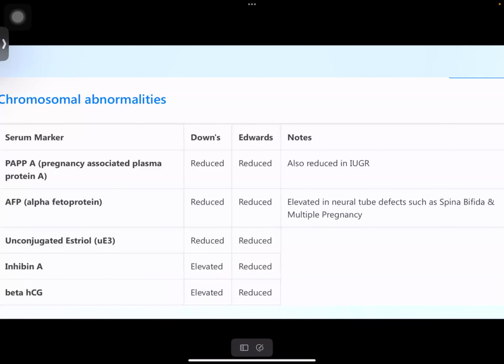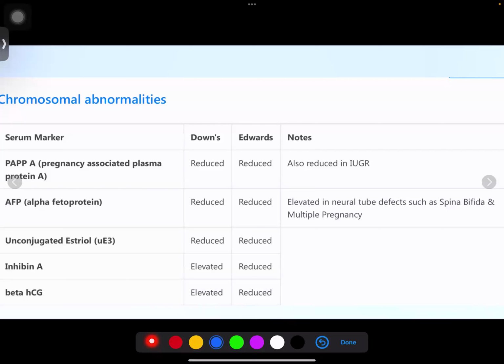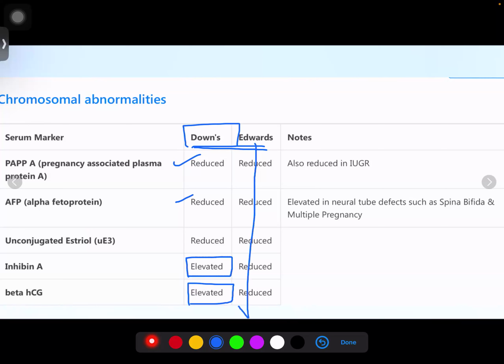Okay, so this was the table we discussed previously. Down and Edward. If you see Down, what is elevated? Inhibin and beta-HCG, only these two things, and Edward has everything reduced. So that is just an easy way to remember. Alpha-fetoprotein will be elevated in neural tube defects, multiple pregnancy as well, and also abdominal wall defects.